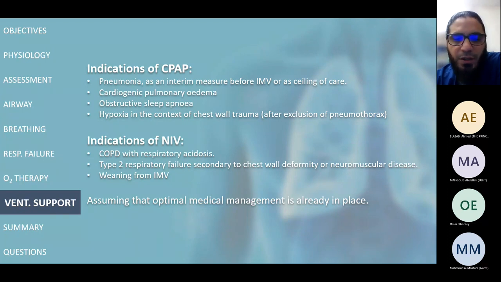For the NIV, the most common indication is COPD with respiratory acidosis, or type 2 respiratory failure secondary to chest wall deformity or a neuromuscular disease, and also can be used to enhance the weaning of the patient from invasive mechanical ventilation. All these indications, we will assume that the optimal medical management has been already used and failed.